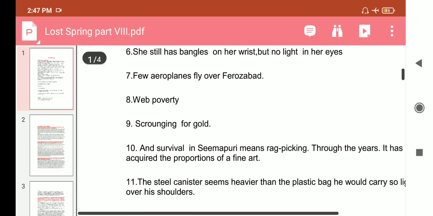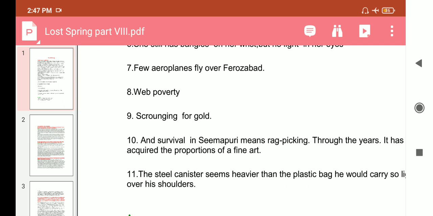Number 10: survival in Seemapuri means rag picking. Through the years it has acquired the proportions of a fine art. This is hyperbole. And 11 is: the steel canister seems heavier than the plastic bag he would carry so lightly over his shoulders. So here contrast has been used.